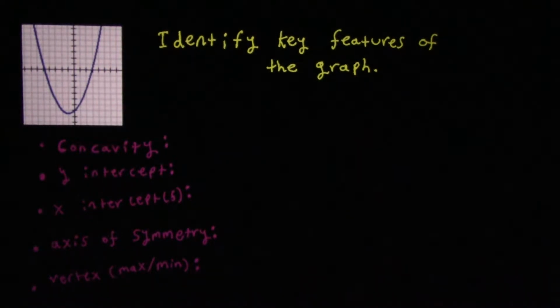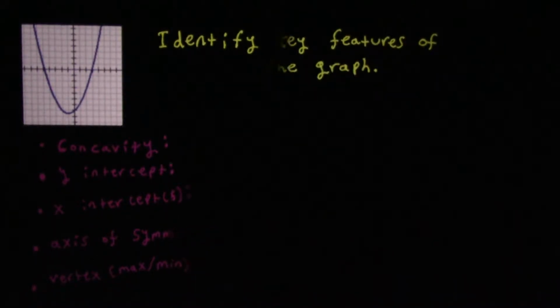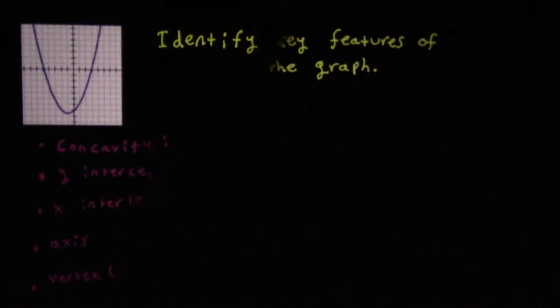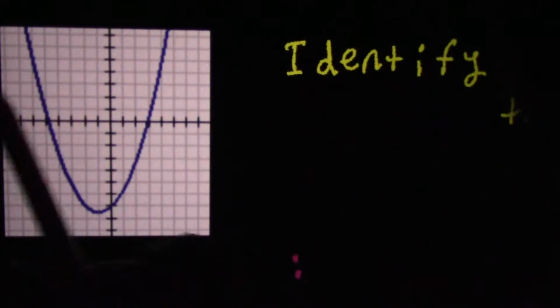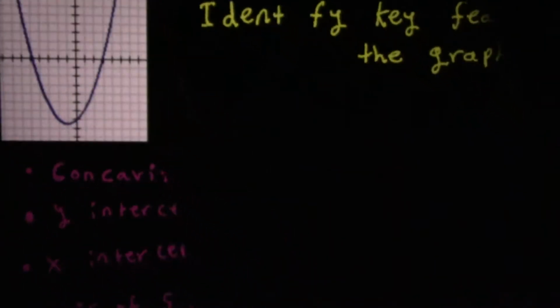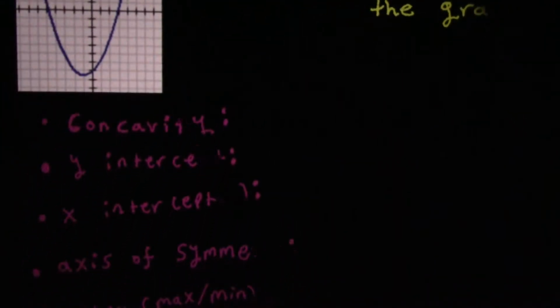In this video tutorial, I'm going to show you how to identify the key features of a graph. In particular, a quadratic function, as you can tell already since I have a parabolic shape. So now, let me show you how to get all of these 5 key features.